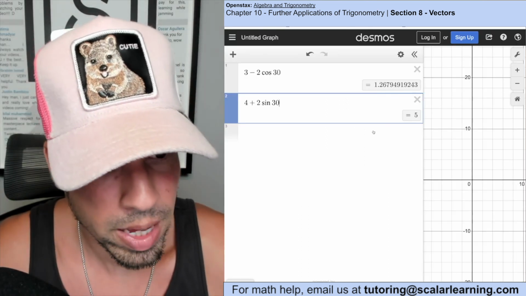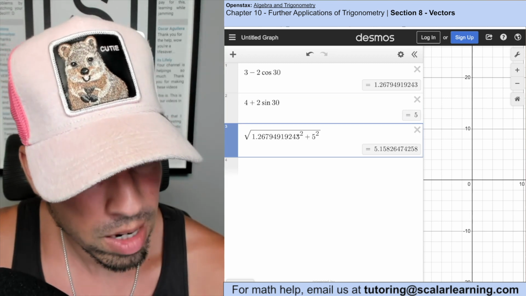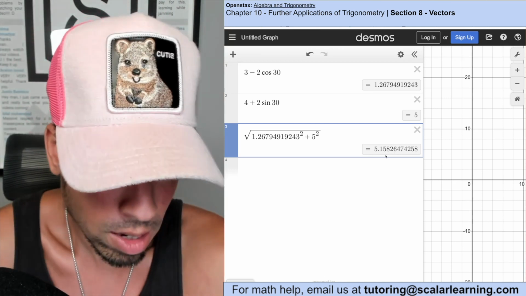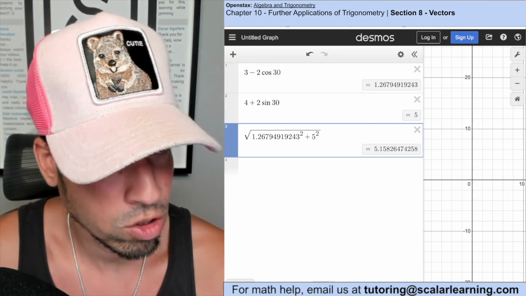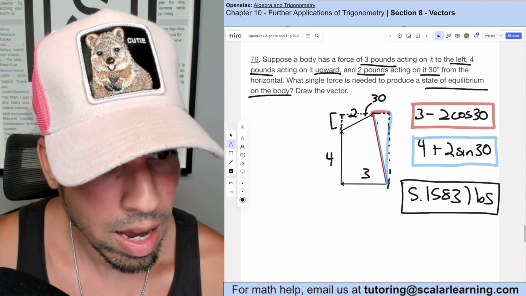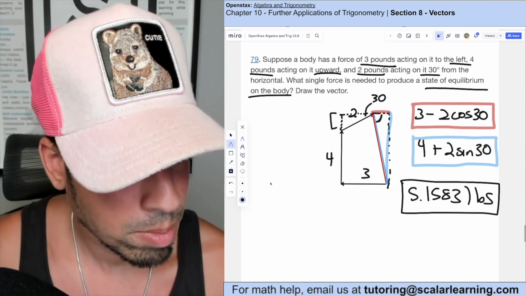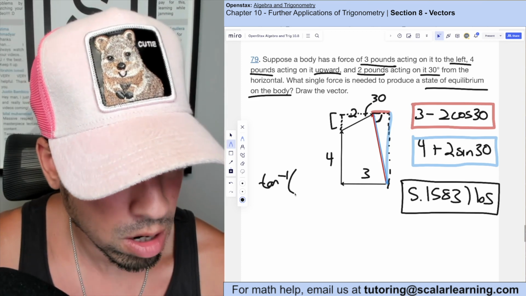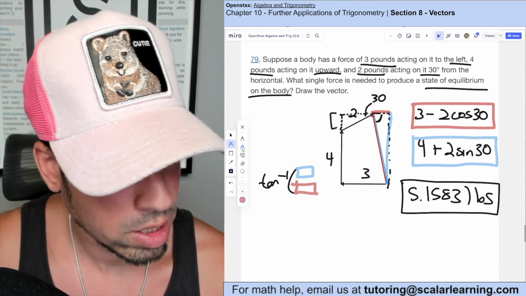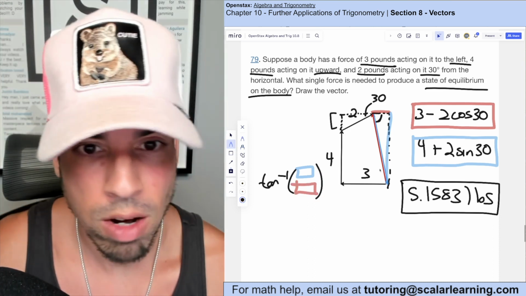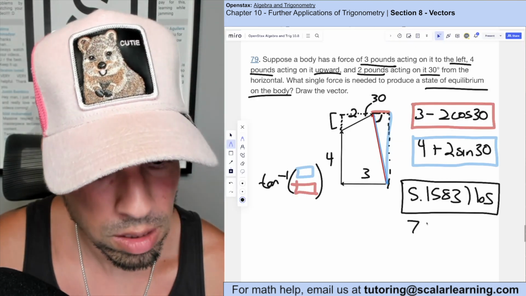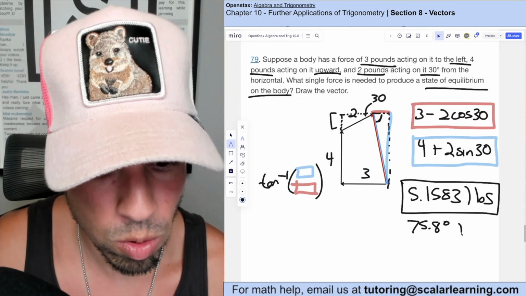So here are the two values, and then squaring each, adding them together and taking the square root, we get 5.158. And actually they rounded to the 10,000, so 5.1583 would be the answer. So there we go. That's the force in pounds. And then we need to get this angle in here. So to get that, I'm going to take arc tangent of opposite, which is this blue value, over the red value, which is the adjacent. So we'll put that into Desmos now. And there we go. We get 75.8 degrees rounded to the nearest tenth. So we'll say 75.8 degrees from the horizontal.